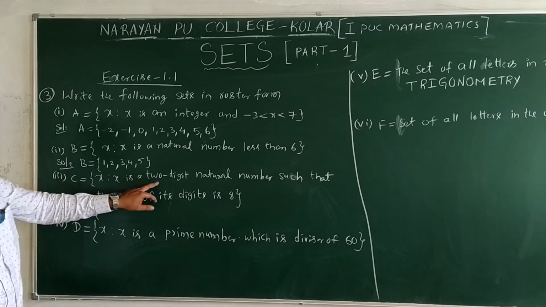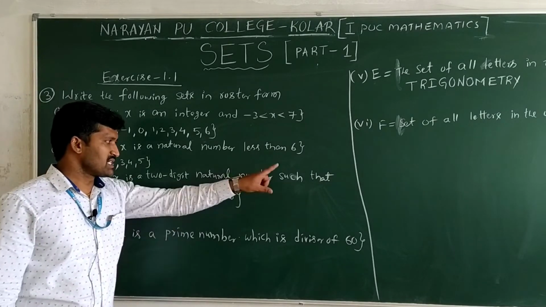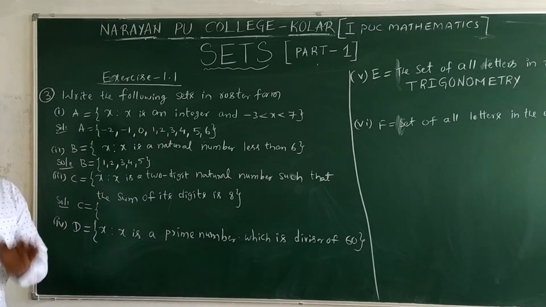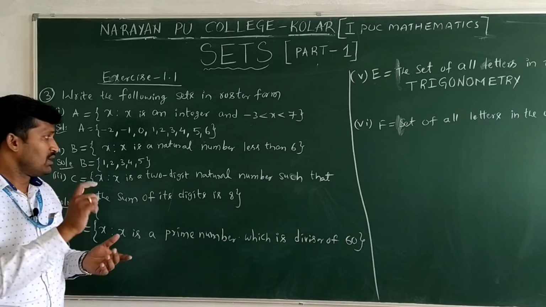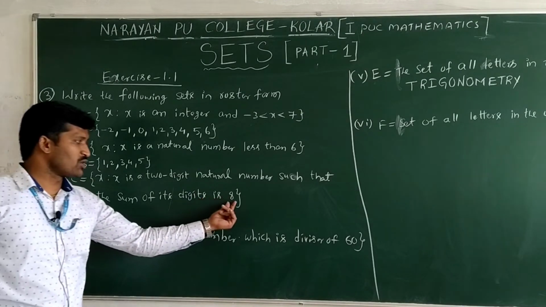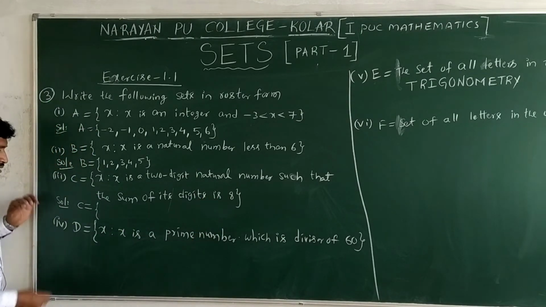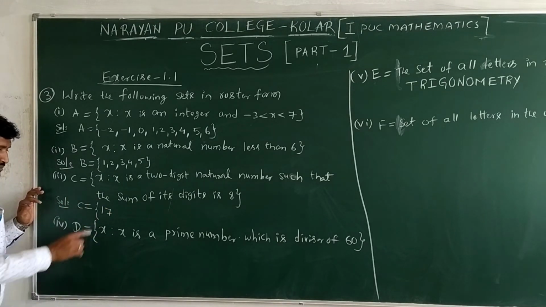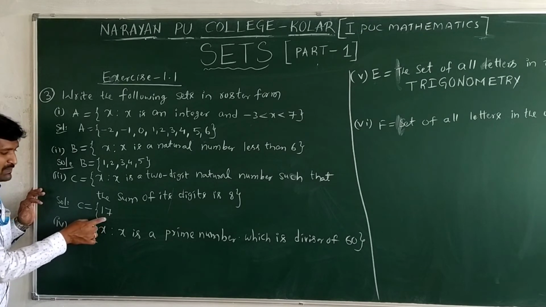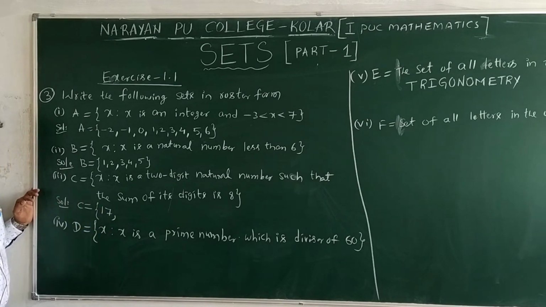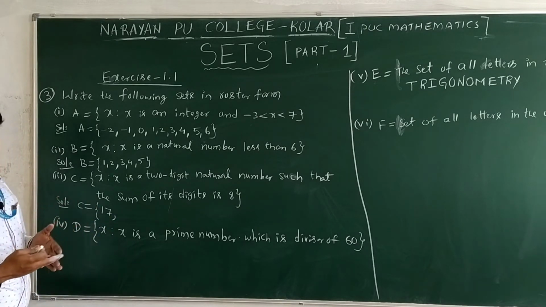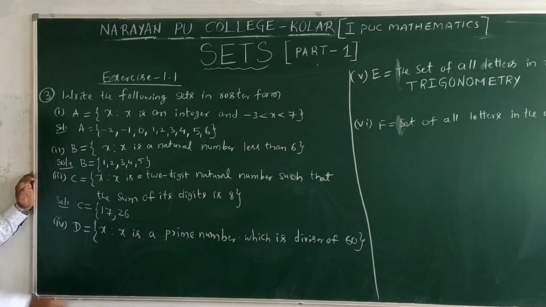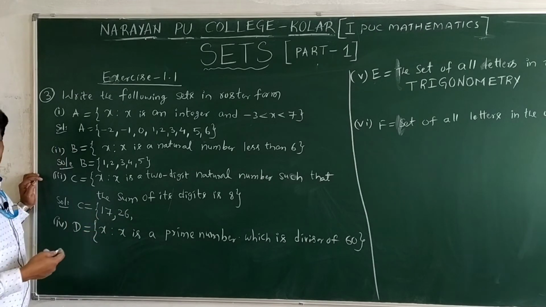x is a 2-digit natural number such that the sum of its digits is 8. What 2-digit numbers can we take, such that if we add the digits, we get the sum 8? First number, what will we take? 17. You add the digits, 1 plus 7 is 8. Coming to the next step, 20 above, which is suitable? 26. Next, 30 above, 35.